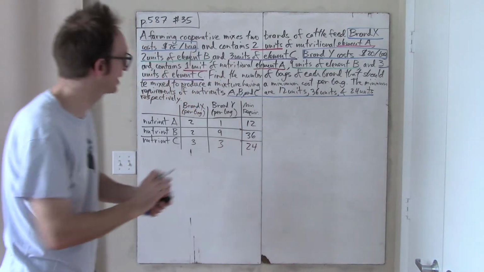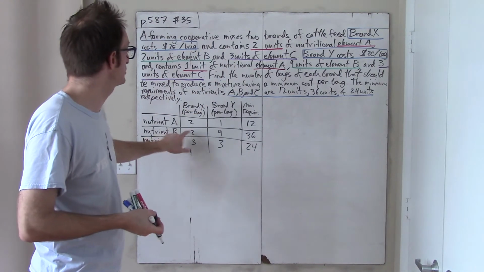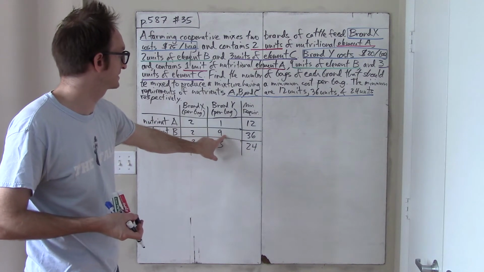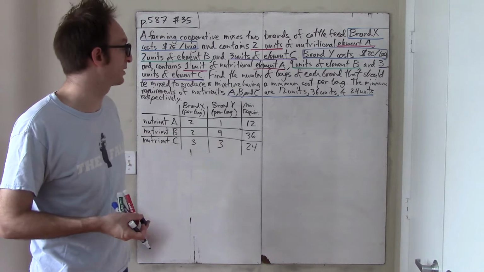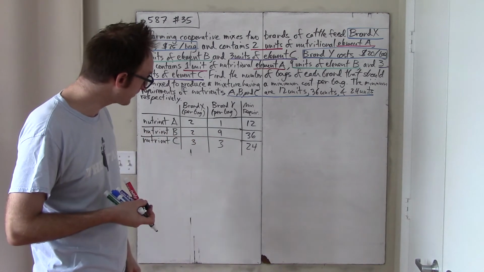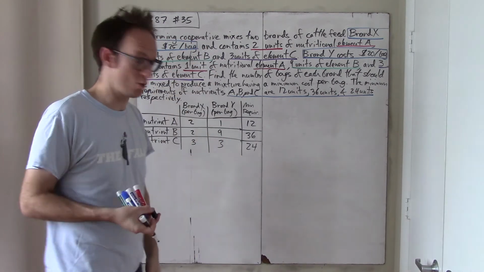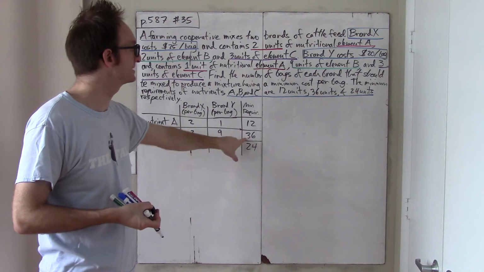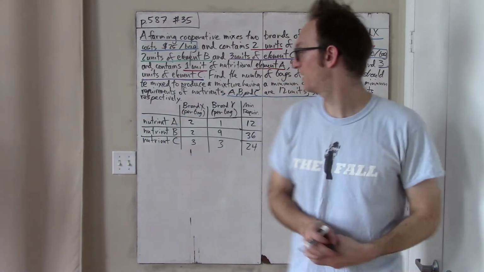Okay, I'm going really slow. Hopefully you're watching this on 2 times speed. But for example, if nutrient B is found in brand Y, 9 units per bag, then if I were to use 4 bags of brand Y to make a new giant homemade bag, that would contain sufficient amounts of nutrient B.